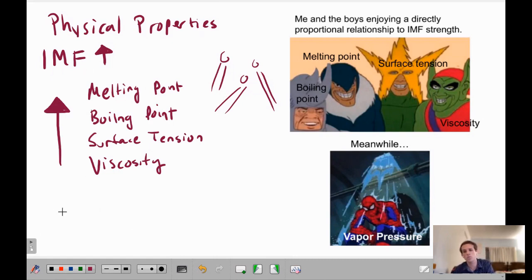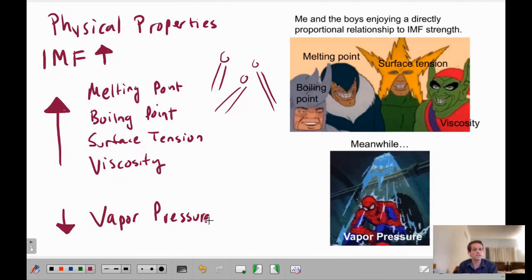Now, the one that's the weird odd man out, where if you're looking over there at my weird Spider-Man meme, maybe you're starting to figure out, is vapor pressure. And that's not because of some crazy thing about IMFs. That just has to do with the definition of vapor pressure. It has to do with how many of the molecules are going to be exiting the liquid phase, even if it's momentarily, and entering the gas phase at a certain temperature.